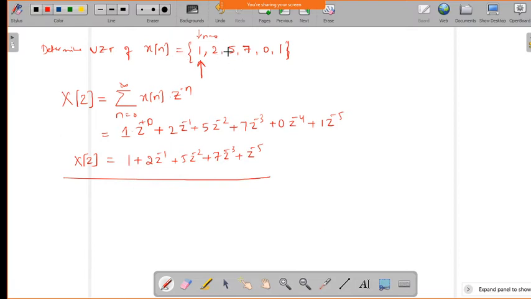Okay, now similarly find out the unilateral Z transform for this sequence: 2, 4, 5, 7, 3. Find out the unilateral Z transform for this X of z. What will you get?